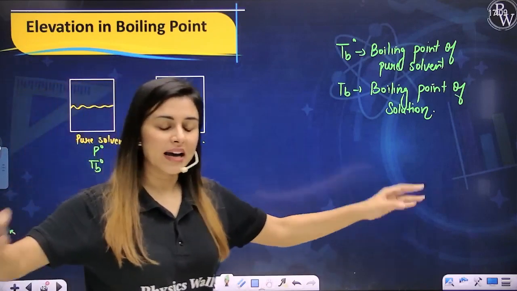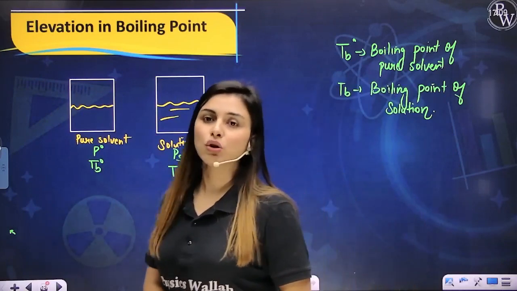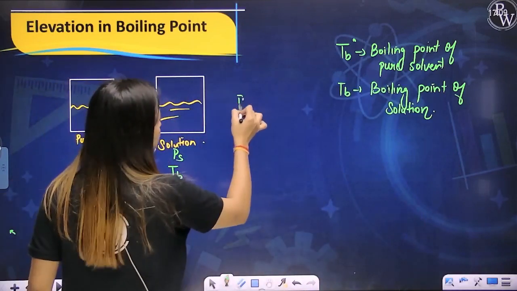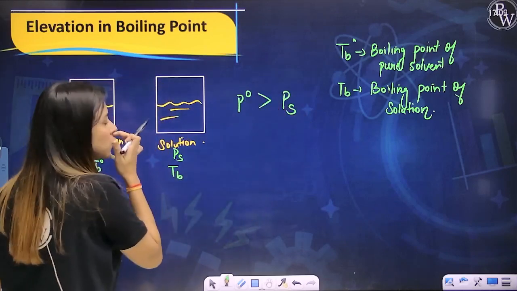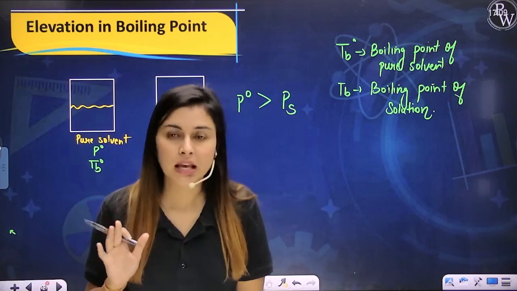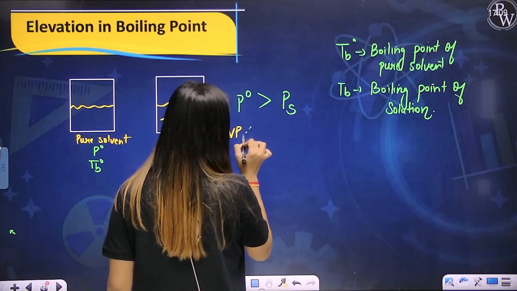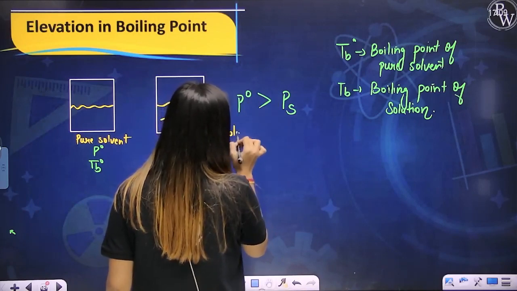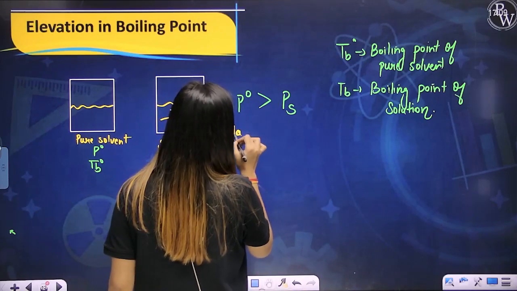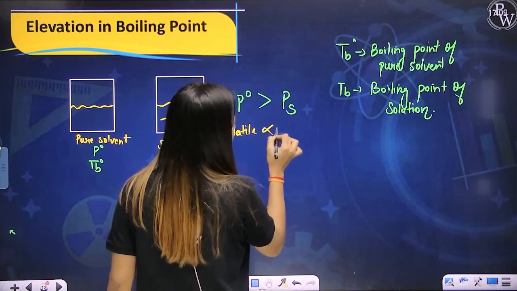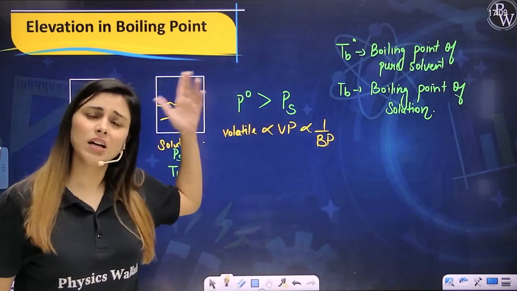I have discussed this n number of times: out of the vapor pressure of the pure solvent and the vapor pressure of the solution, the vapor pressure of the pure solvent is more. We also know that the more the vapor pressure, the more volatile the component is. More will be the vapor pressure and lesser will be the boiling point.